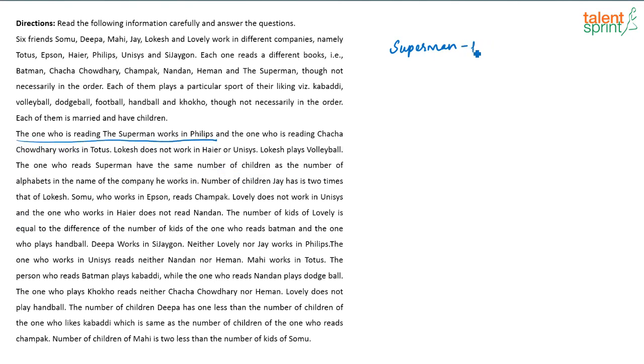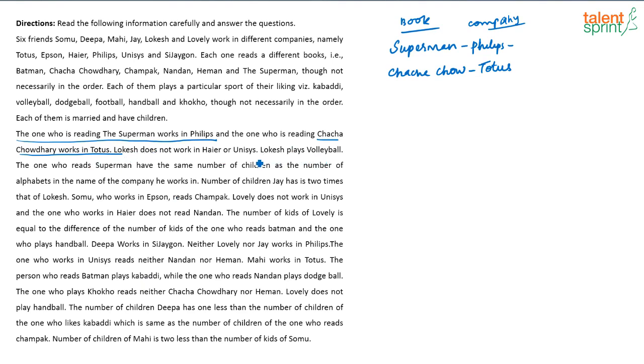Okay, the one who is reading Superman works in Philips, and the one who is reading Chacha Chaudhary works in Totus. So I am writing the book and the company here. So the one who is reading Chacha Chaudhary is working in Totus. Okay, and Lokesh plays volleyball. Again, I don't know where to use this, right?